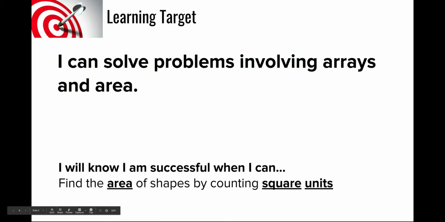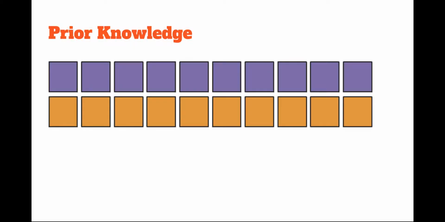Our learning target is I can solve problems involving arrays and area. Your success criteria today is I will know I am successful when I can find the area of shapes by counting square units. Let's think about what we already know.